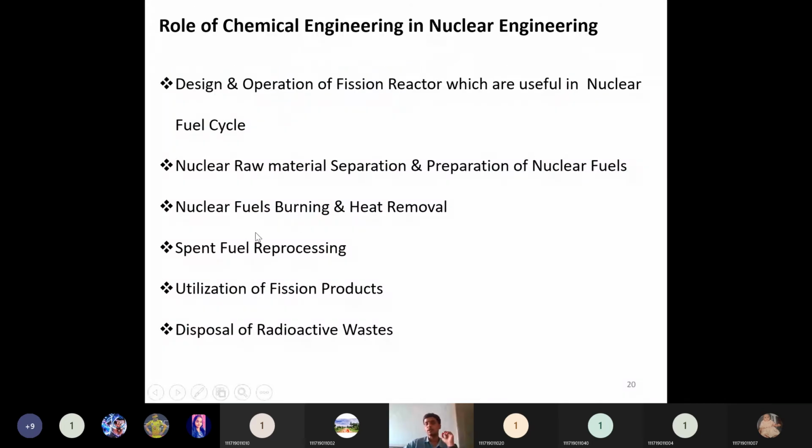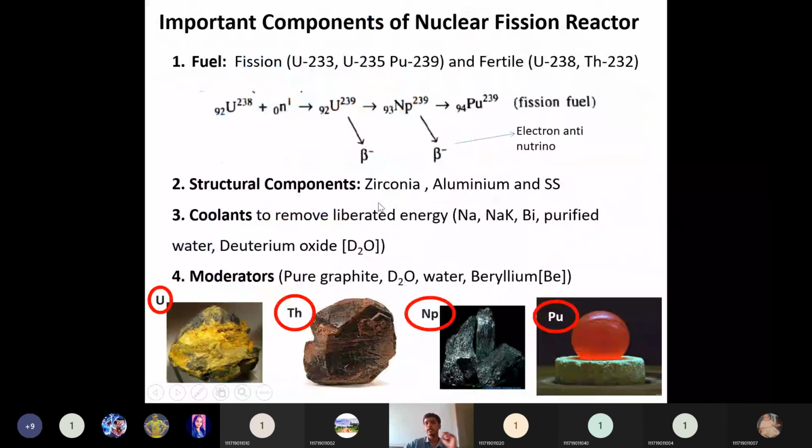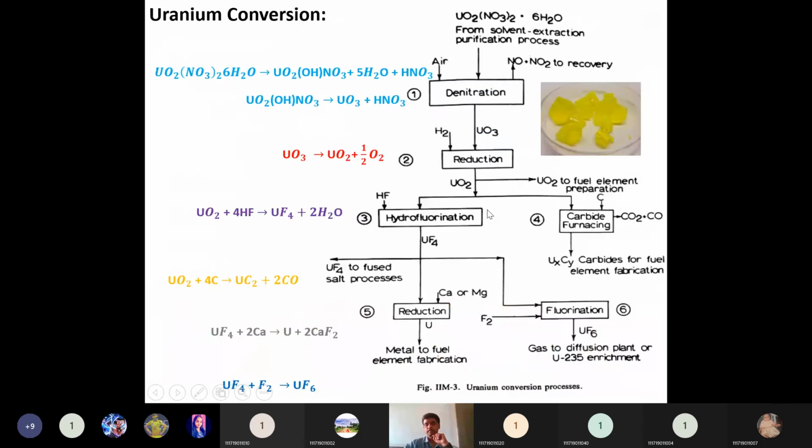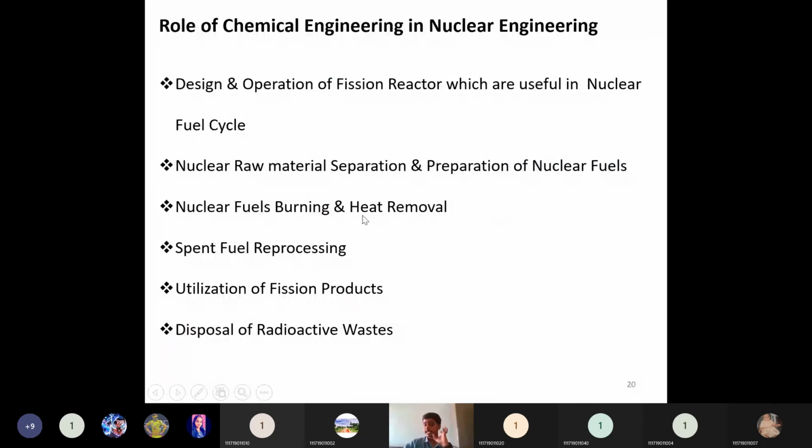The next one is nuclear fuel burning and heat removal. In the burning, how the nuclear fuel has to burn inside, what type of coolant we have to use, how the jacket needs to be there, how the coolants or moderator has to enter into the reactor. All these things will be looked after by the chemical engineers, and at the same time how much heat has to be extracted from that particular reactor, how much coolant has to be supplied inside that reactor, everything will be looked after only by chemical engineers. In nuclear fuel burning as well as heat removal, chemical engineering is involved.